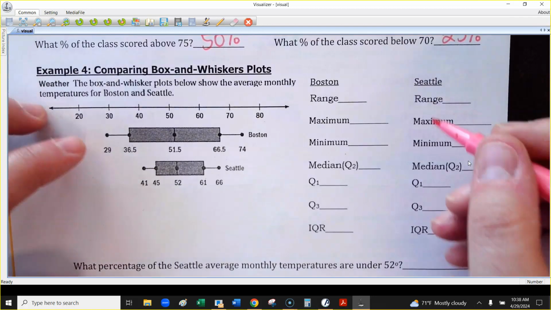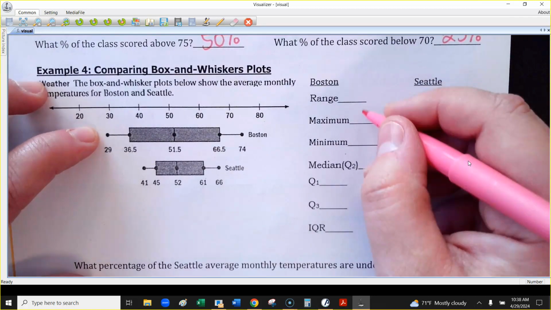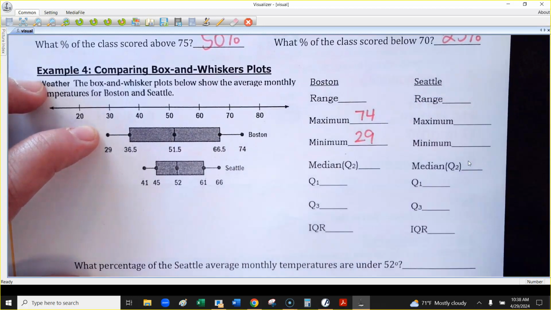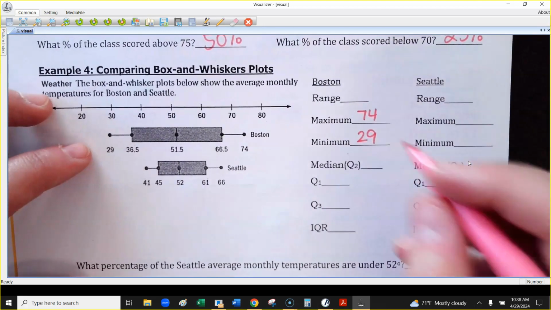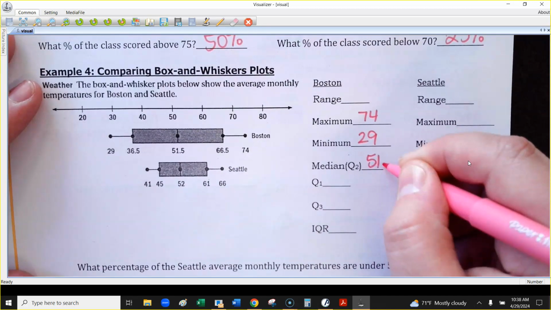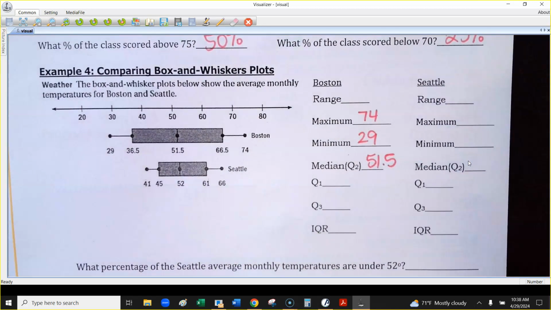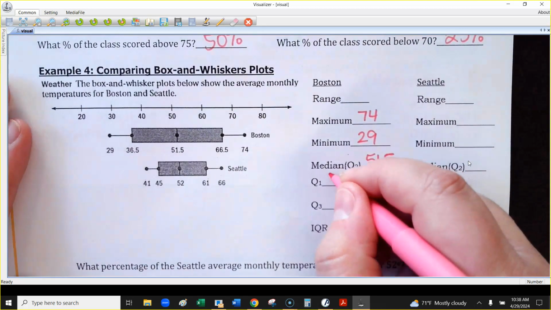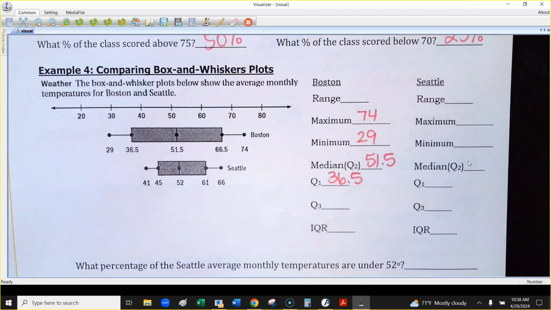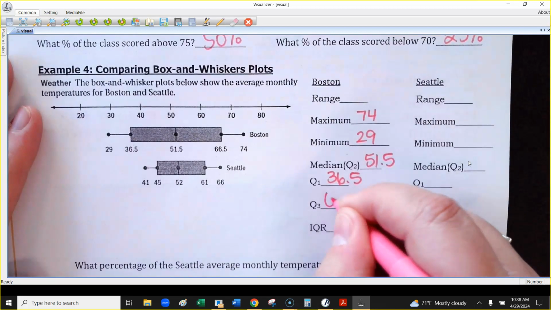So if Boston's the first one, like the maximum 74, minimum 29, that would be the temperature. The median should be that line right in the middle. So this would be 51.5. The Q1 is the end of the first rectangle on the left, so that'll be the 36.5. And the Q3, the third quartile, is the end of the rectangle on the right, so 66.5.